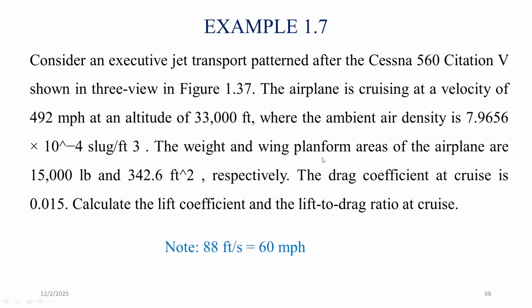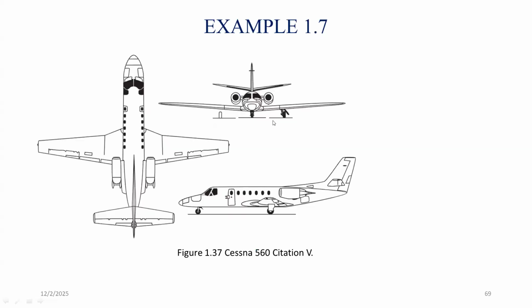So now, based on this, let's see some calculation directly from your exercise book or your reference book. Consider an executive jet transport patterned after the Cessna 560 Citation V, which is shown in three views in the figure. This is the front view, this is the side view, and this is the top view of an aircraft. This is the Cessna 560 Citation V type of aircraft.